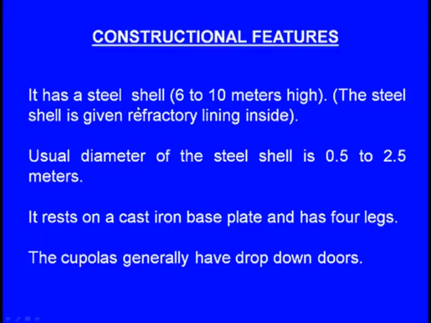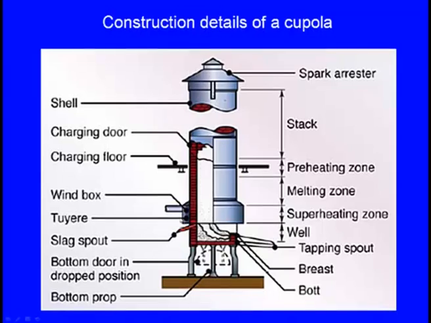Now it has a steel shell 6 to 10 meters high. The steel shell is given refractory lining inside, and the usual diameter of the steel shell is 0.5 to 2.5 meters. It rests on a cast iron base plate and has generally 4 legs. The cupolas generally have drop down doors. Yes, here we can see this is the shell and these are the drop down doors.